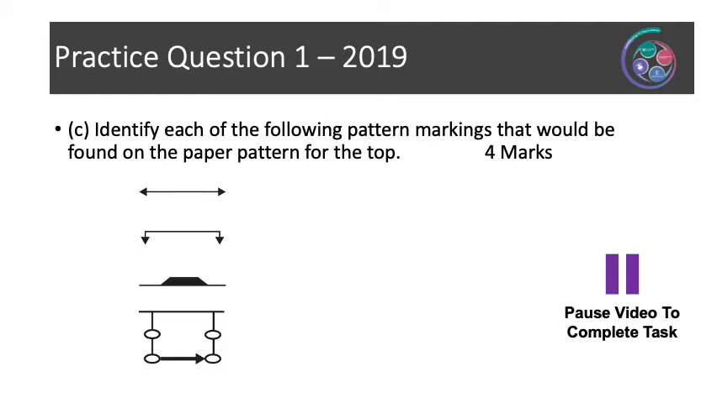So the first practice task I'm going to get you to do is a nice straightforward one, and this is from the 2019 paper. There are 4 symbols on this slide, 1, 2, 3 and 4, and the question is asking you to identify each of the following pattern markings that would be found on the paper pattern for the top. Now remember, identify the command word, see the content of the question, and then calculate how you're going to get the marks. Pause this video and complete the question. When you've finished answering the question, you can restart the video and we'll go through possible answers.